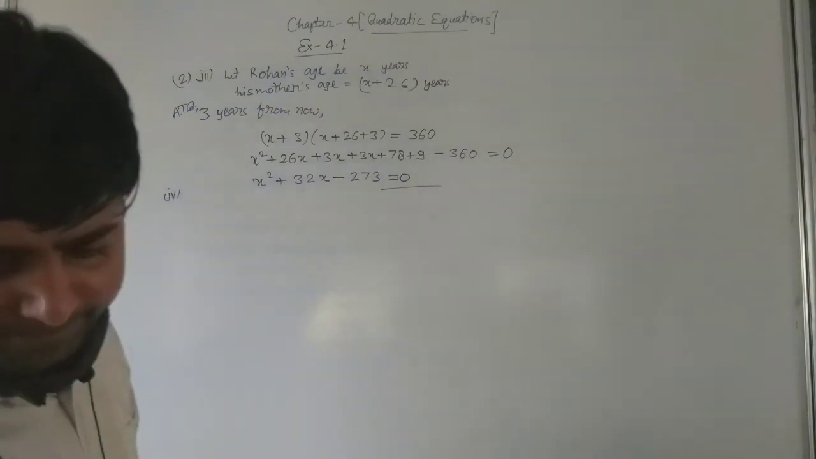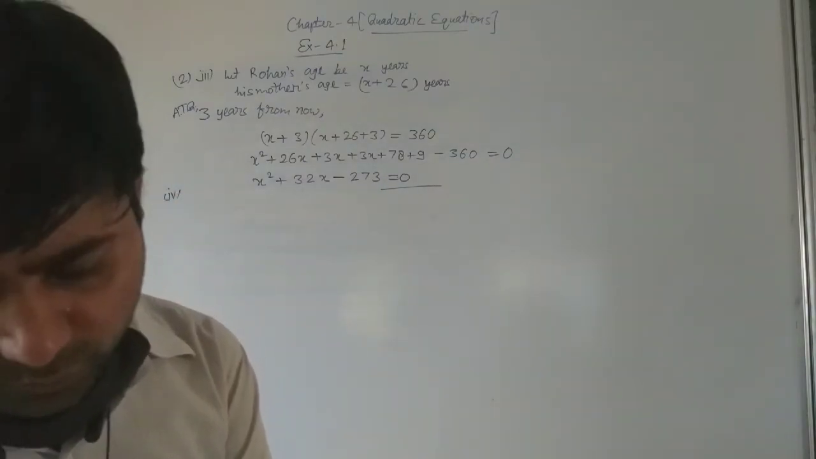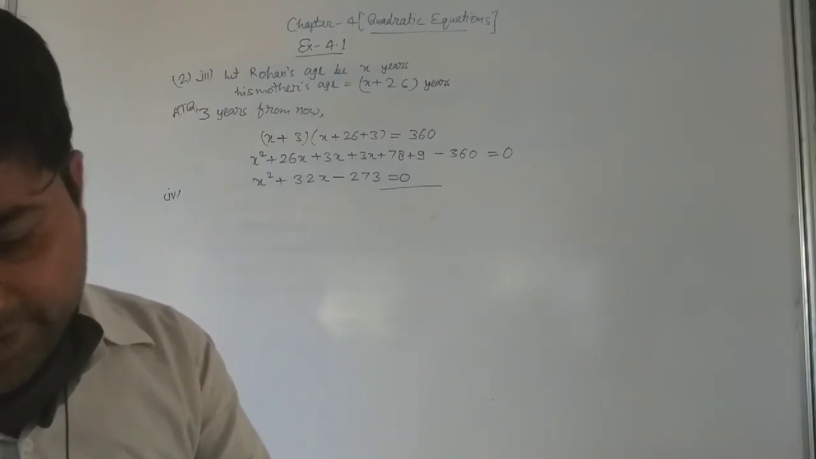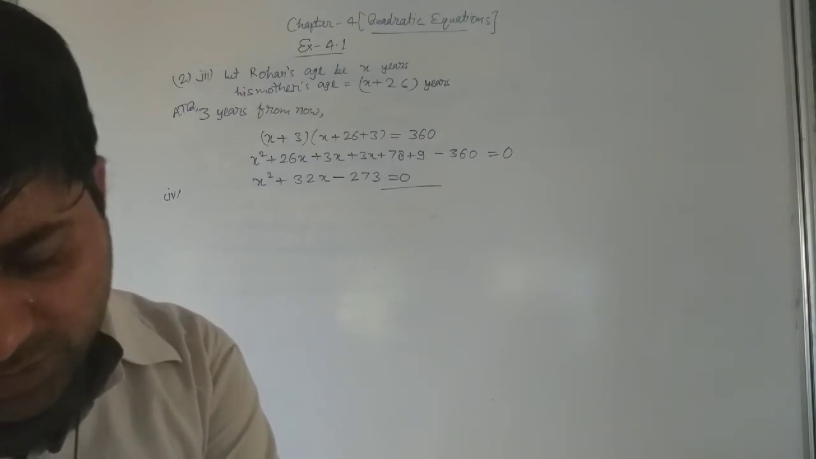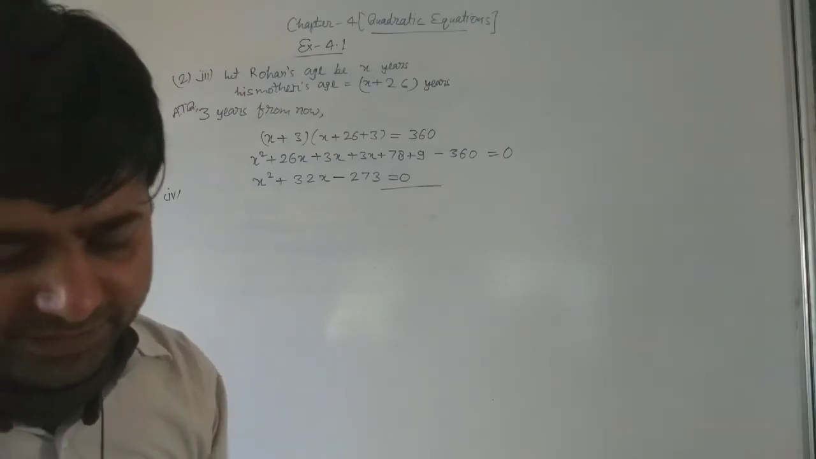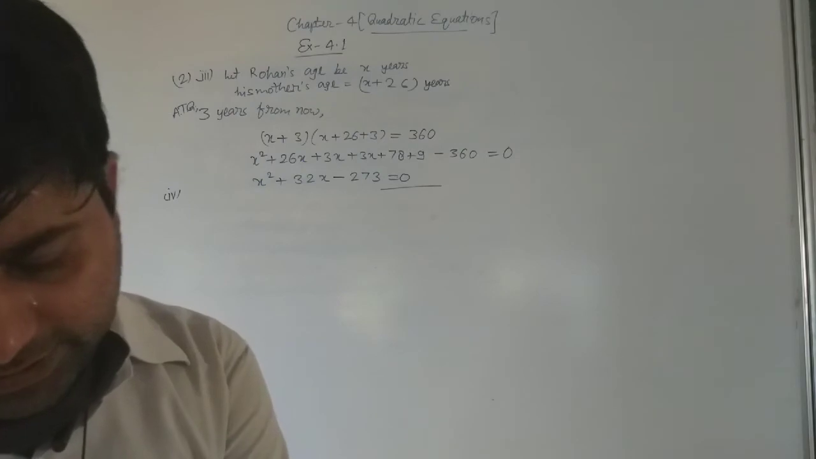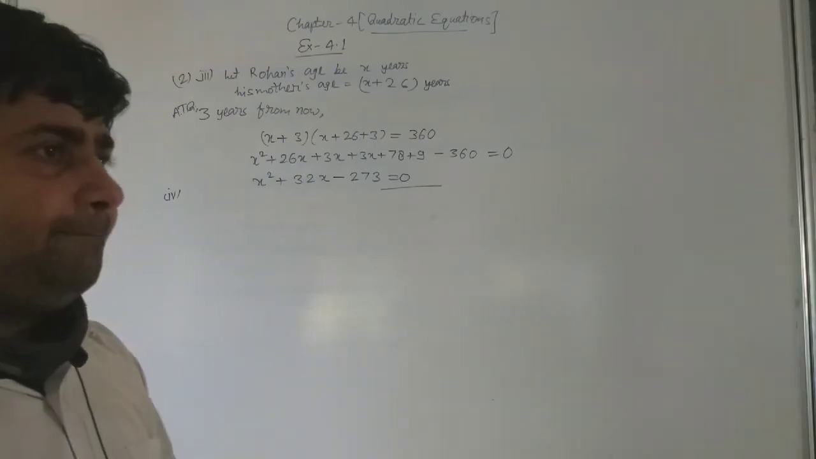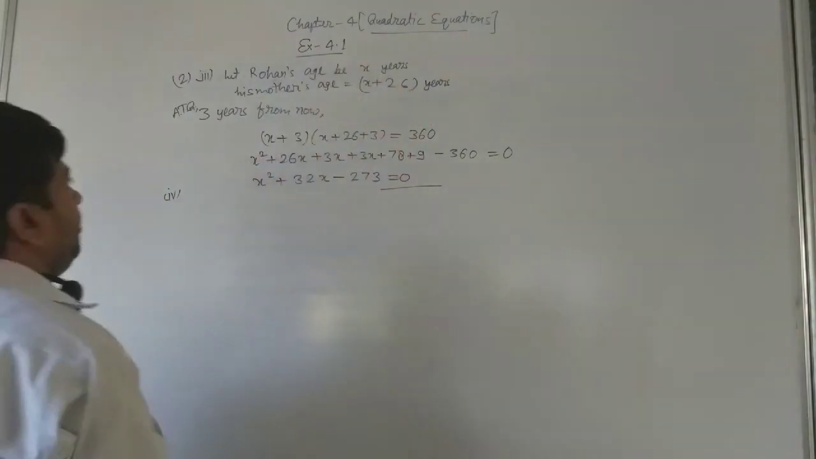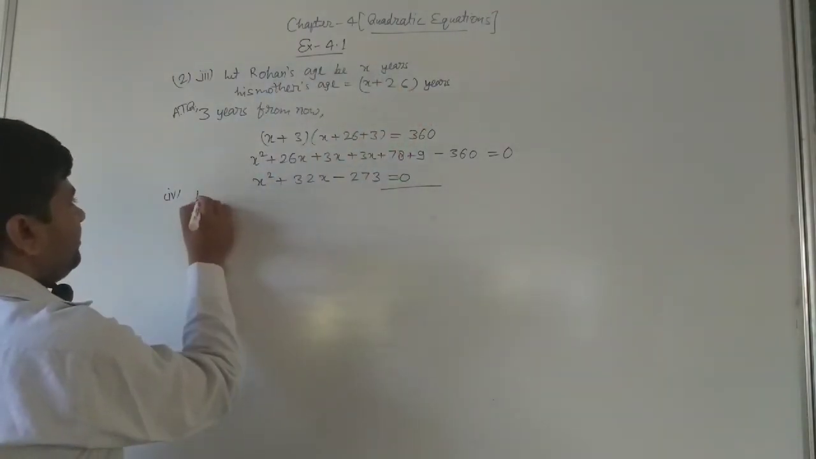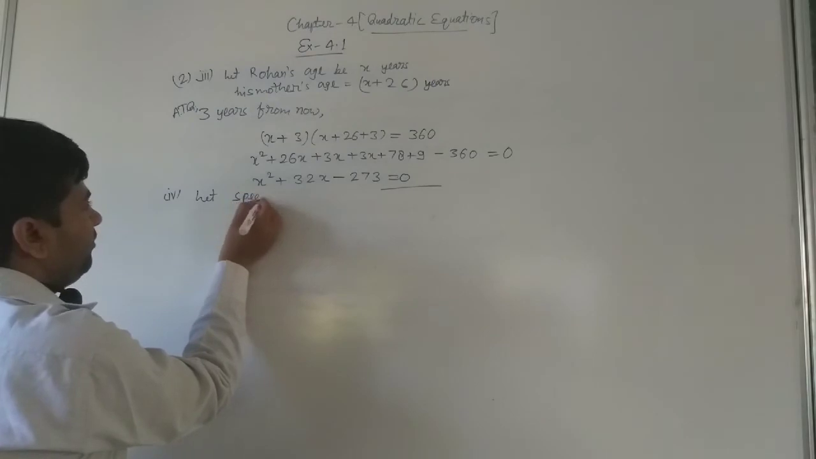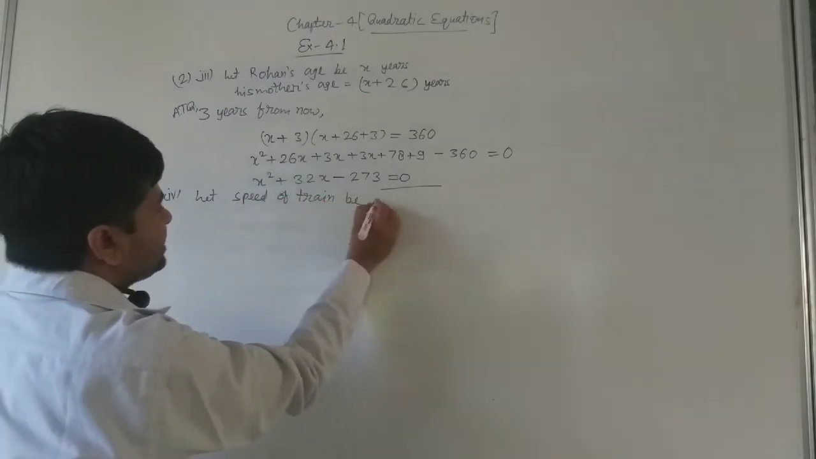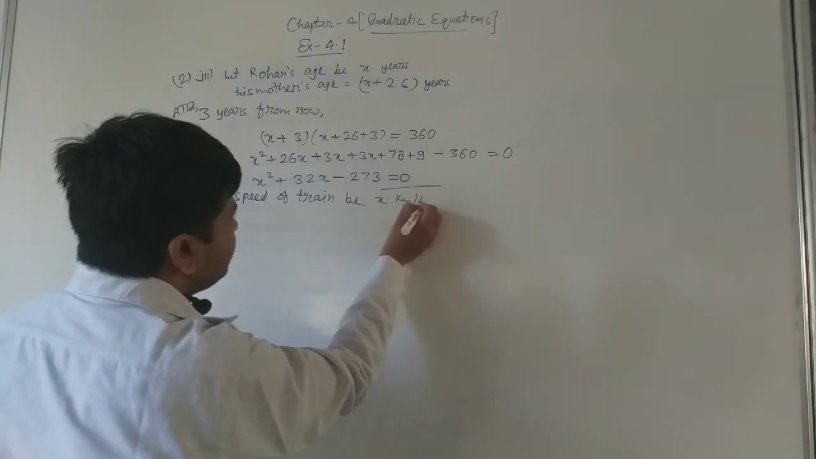The fourth part is: a train travels a distance of 480 km at a uniform speed. If the speed had been 8 km/h less, then it would have taken 3 hours more to cover the same distance. We need to find the speed of the train. So let the speed of the train be x km/h.